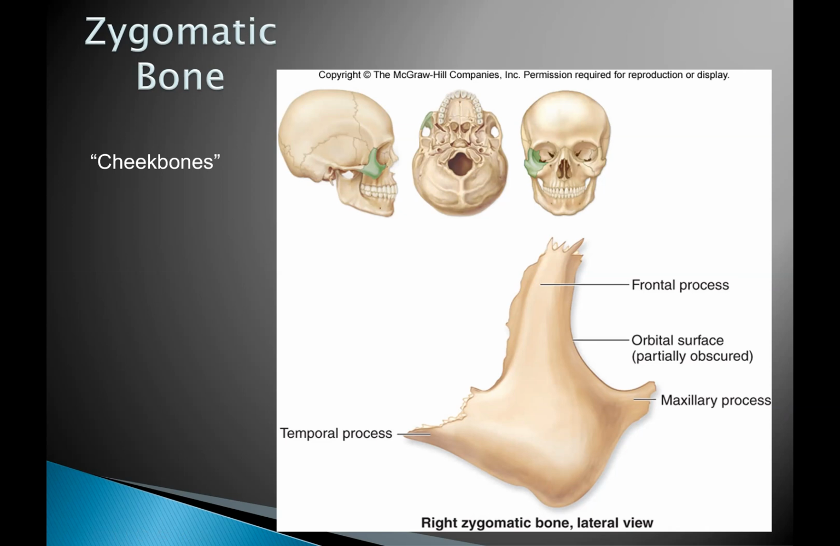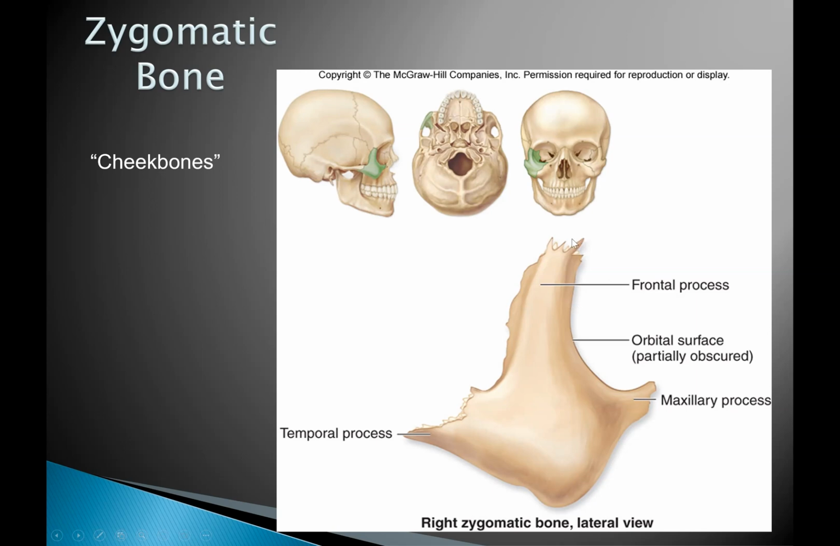I know it's very confusing. I want you guys to spend some time and make sure it makes sense to you. The temporal process touches the temporal bone. It points to the temporal bone. It joins up with the zygomatic process of the temporal bone. Very confusing, I know.